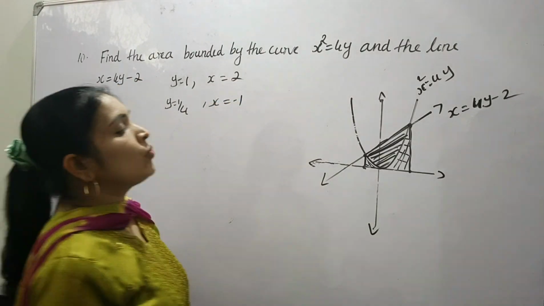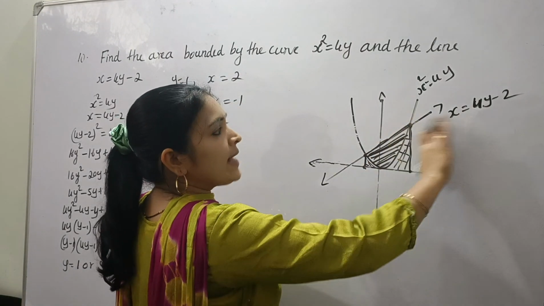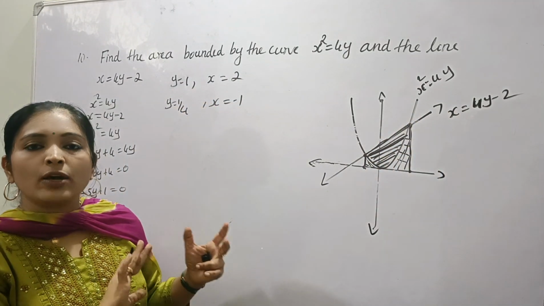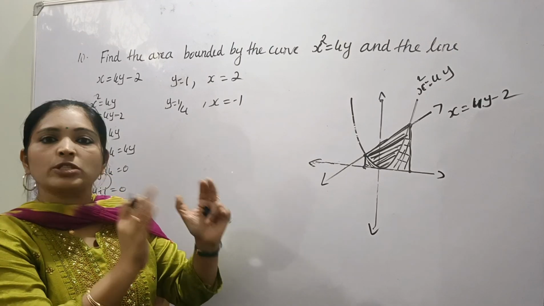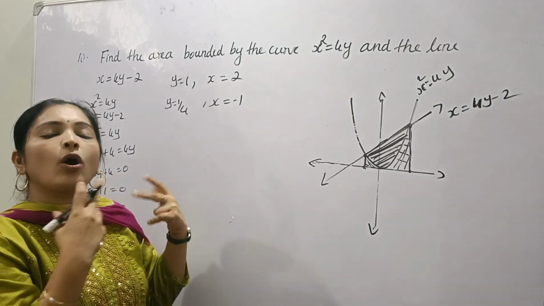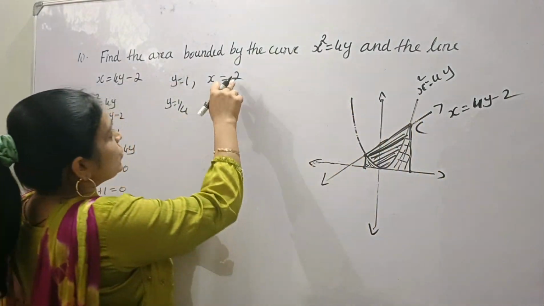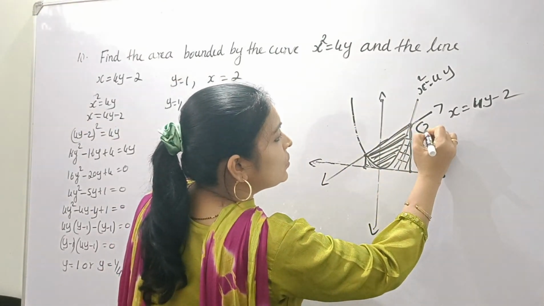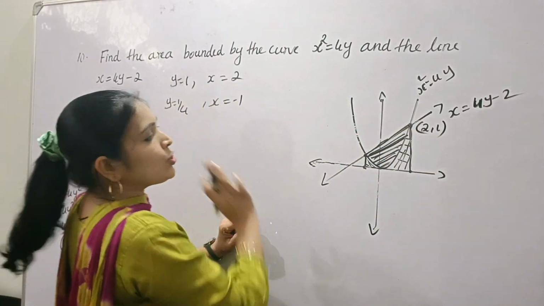So here what are the intersection points? This intersection point, on this side values of x are always positive, right? In the first quadrant, the x coordinate is always positive. On this side, the x coordinate is always negative, right? So here it is nothing but 2, 1. That is x is equal to 2, y is equal to 1.